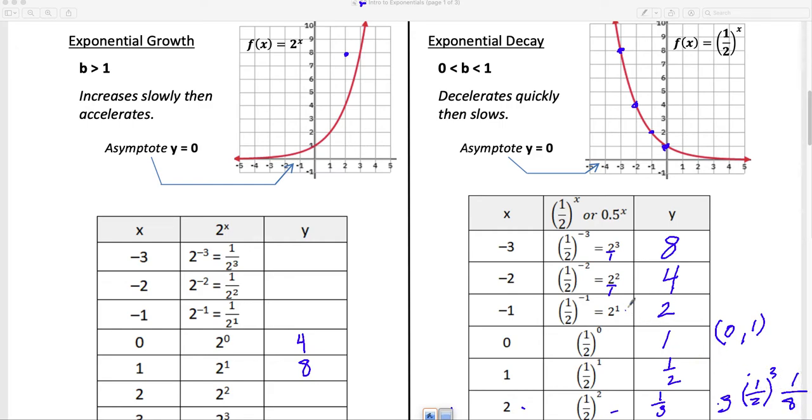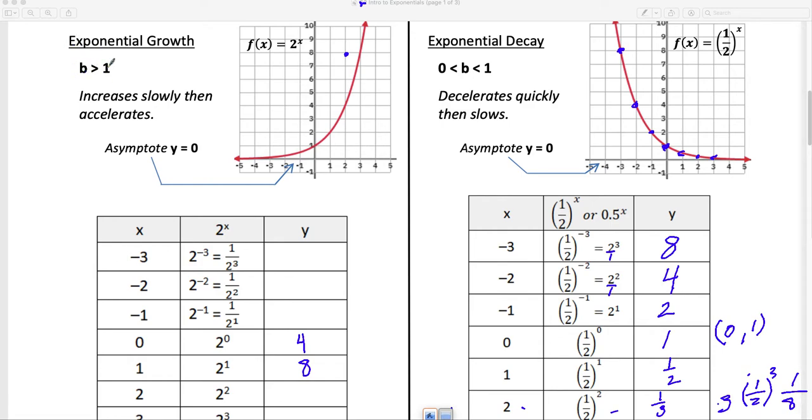So you can see that the tables are actually reverse images of each other. So I've got a point here, I've got a point here, and a point here, just like I did on the other one. This one is increasing, this is growth, this one is decreasing, it's decay. They are mirror images. I didn't have any kind of strange transformation. The difference is in what's happening with B.